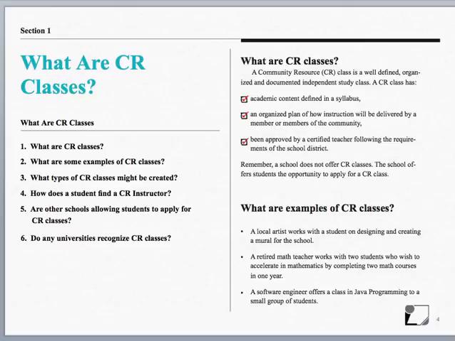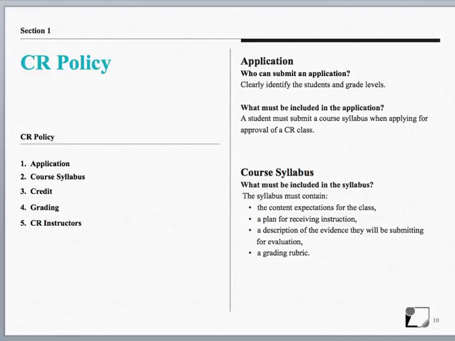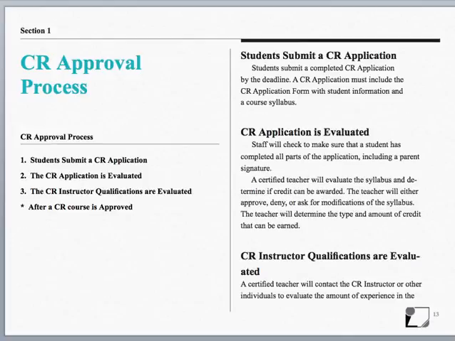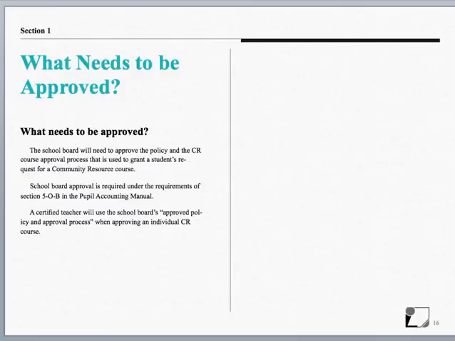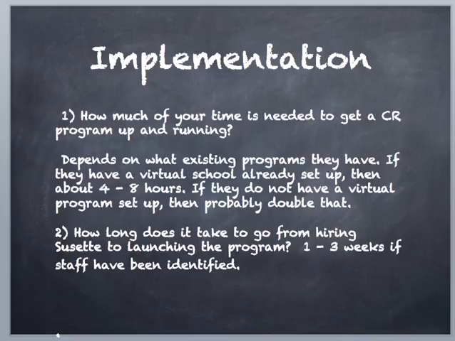Then it goes into some of the CR policy, so the applications and different things here, and then into the approval process, so they can really kind of get a look at that, as well as what would need to be approved by their school board. So that's something that you could use as well, and that's on the online resources site. So back to your questions.